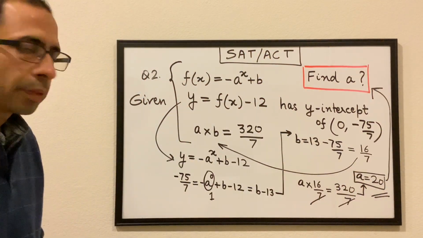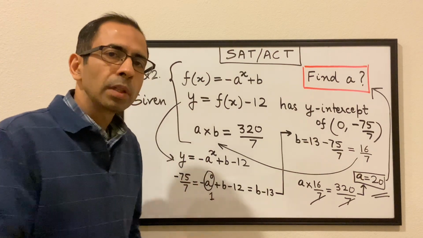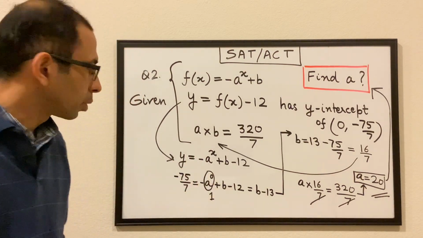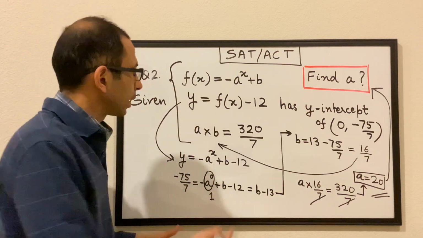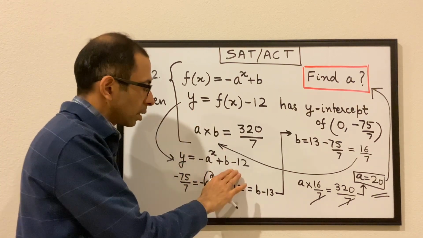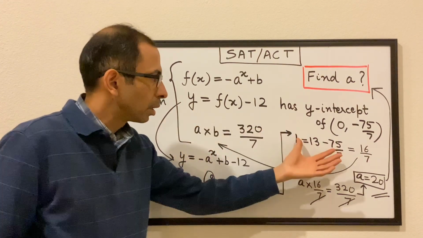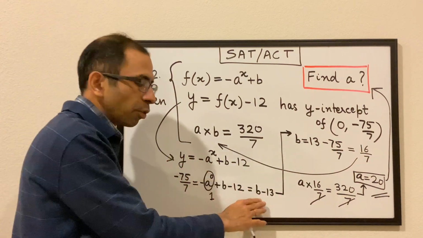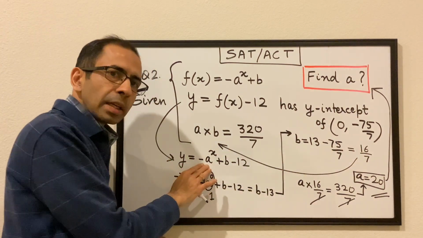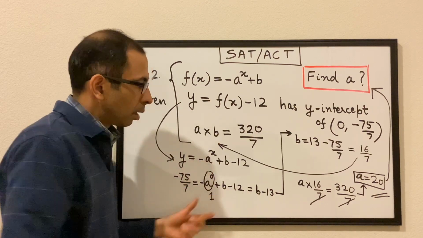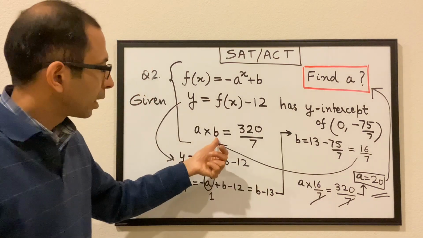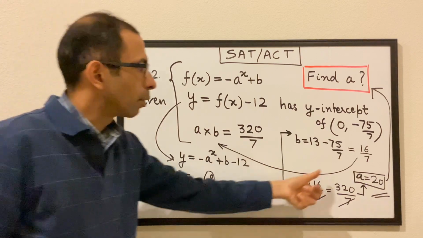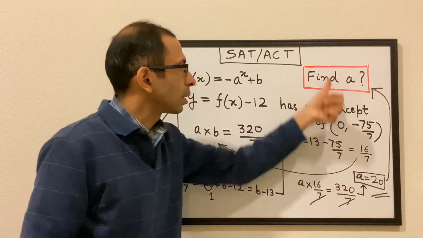Again, just to quickly reiterate, there was a lot of information given in the question just to confuse students, but it's as simple as that. The function y is this, and the y-intercept is given. Once you plug in those coordinates of the y-intercept here, you get the value of b directly because a goes away. a to the power of 0 is 1. Once you get the value of b, you plug it in here to get the value of a, which comes out to be 20 in this case.